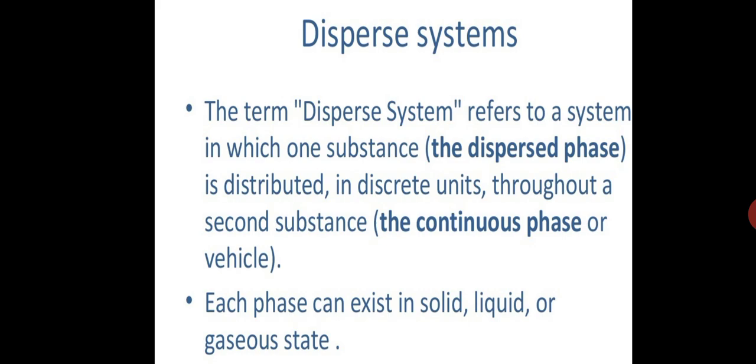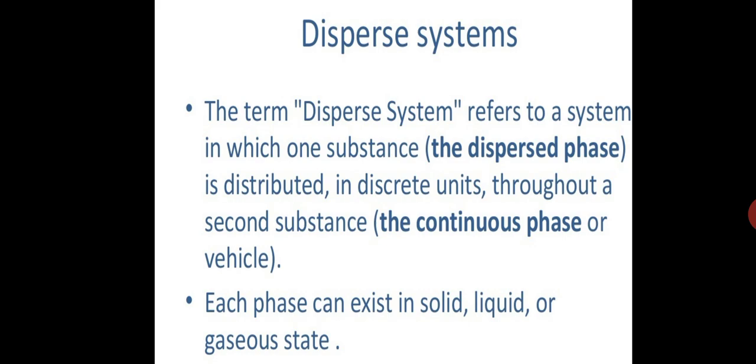What is a dispersed system? The term dispersed system refers to a system, you can see it on the screen, in which one substance, the dispersed phase, is distributed in discrete units. Discrete means which is not visible. Throughout a second substance, the continuous phase or a vehicle. Vehicle, because as the vehicle is moving, continuous means it is also moving. Now each phase can exist in solid, liquid or gaseous state.